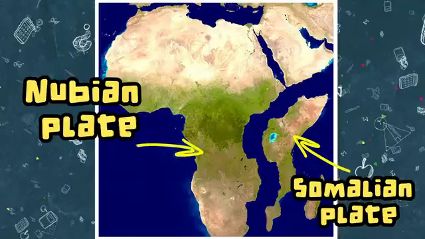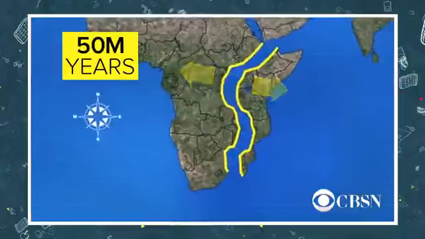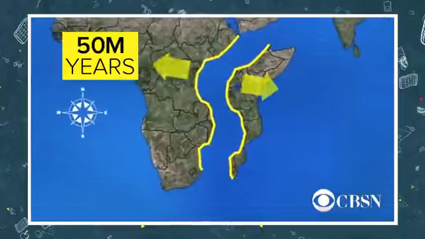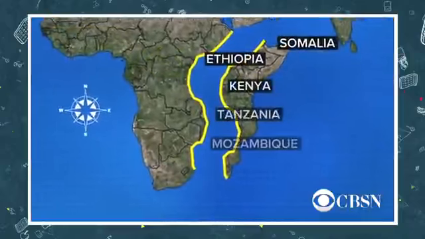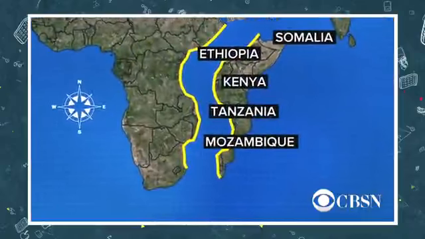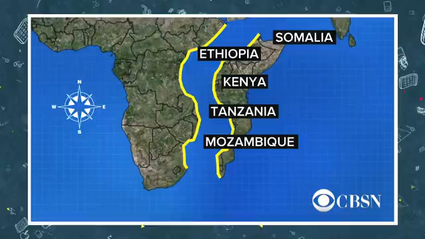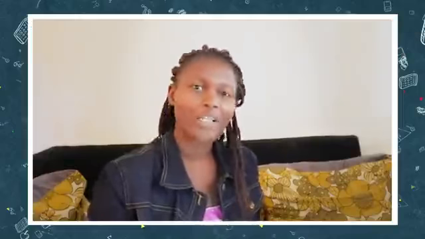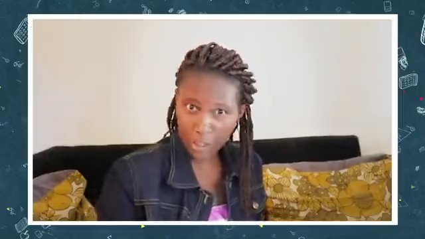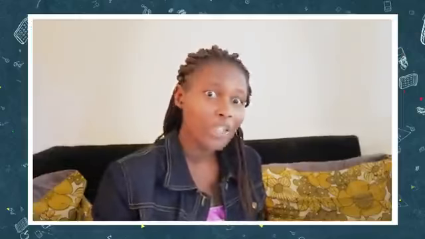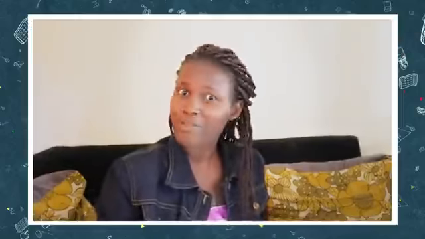A whole new ocean will be formed between the Nubian plate and the Somalian plate, and this new ocean will be a small and shallow sea. Ethiopia, Somalia, and Tanzania will stop being part of mainland Africa and will form a new island floating in this new sea. I wonder what this ocean will be called. Any suggestions? Can you think of a name for this new future ocean? What about the new future island? Can we come up with a name for that too?